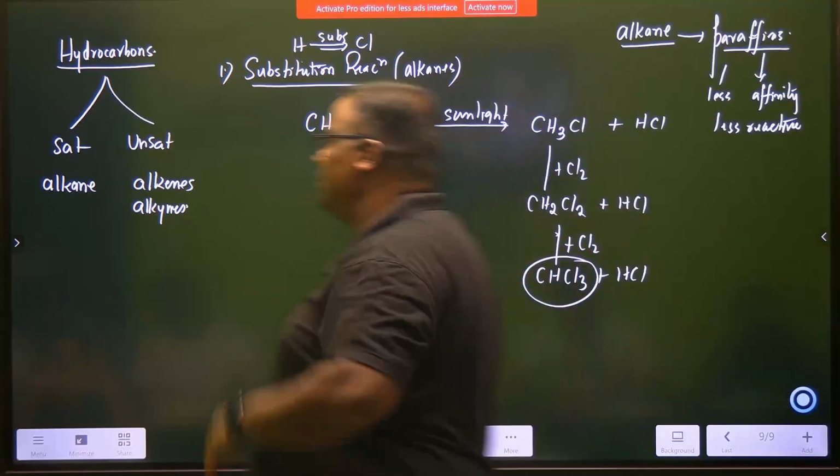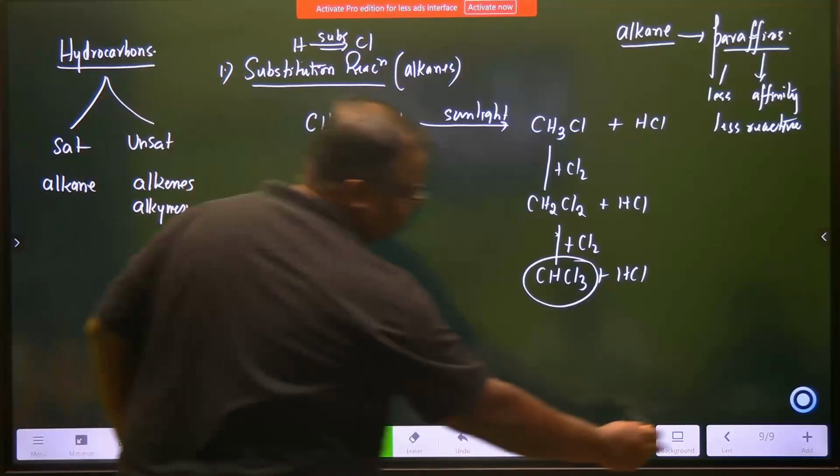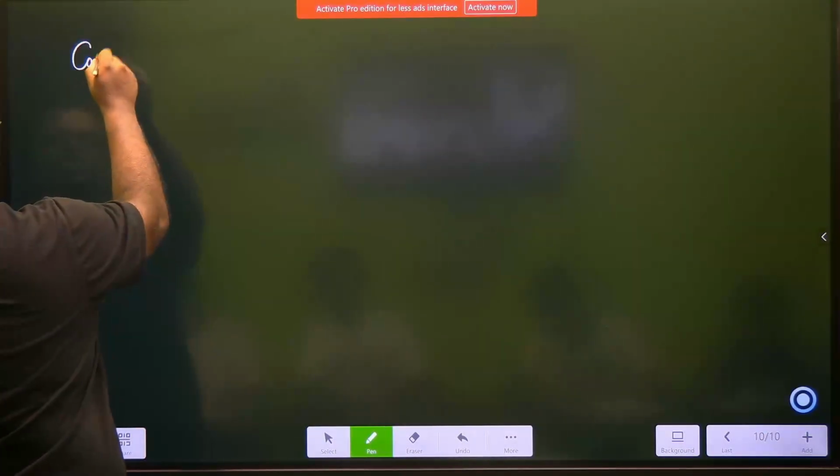Okay? So substitution reaction is known. Let's see the next class of reaction. Next class is again important. That is known as combustion reactions.